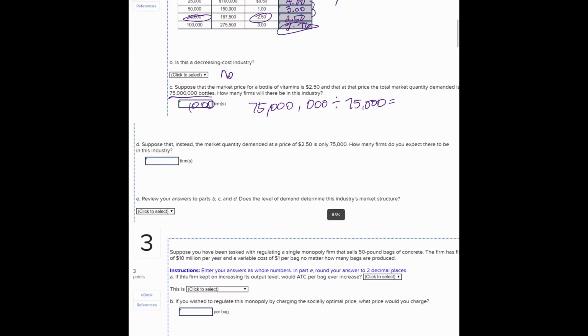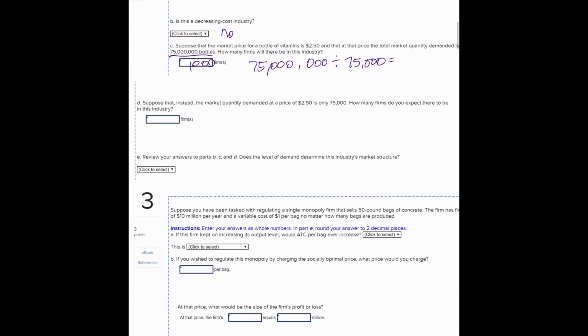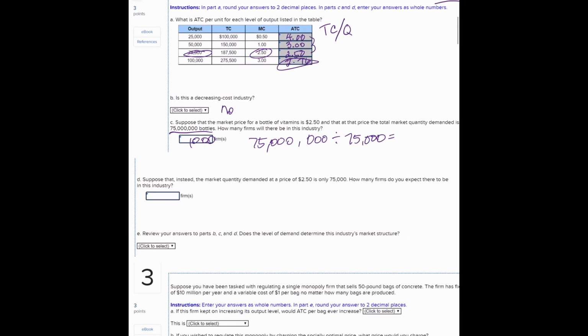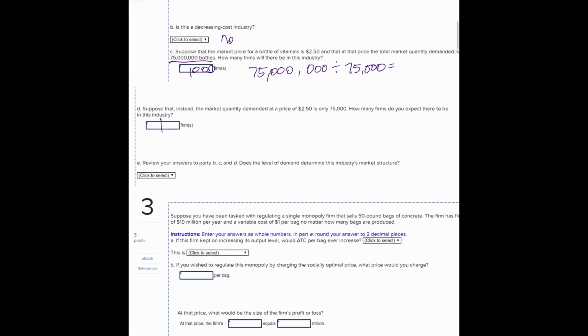firms. Suppose instead that the market quantity demanded at that same price, $2.50, is only 75,000. How many firms would there be in the industry? And pretty quickly you see, well, at $2.50, one firm is going to produce 75,000. Therefore, we could say that's one firm.